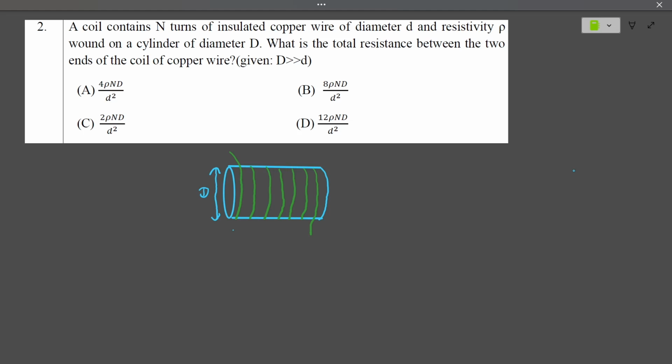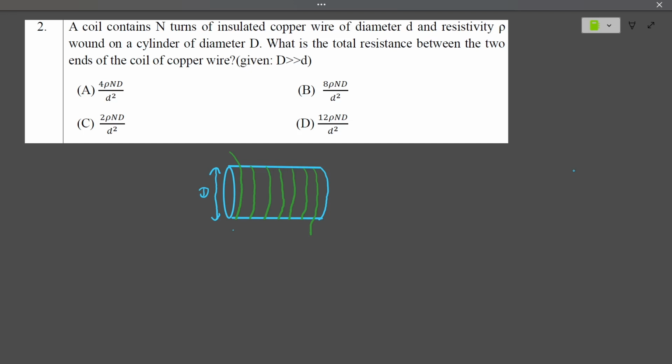A coil contains capital N turns of insulated copper wire of diameter small d and resistivity ρ wound on a cylinder of diameter capital D. What is the total resistance between the two ends of the coil of copper wire?